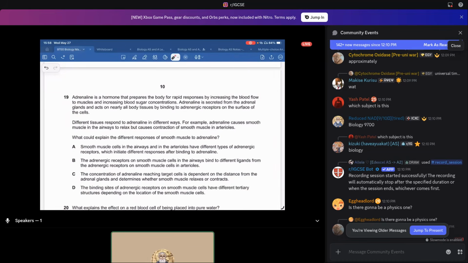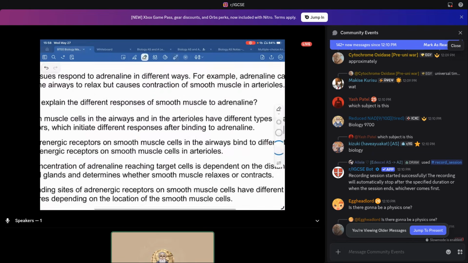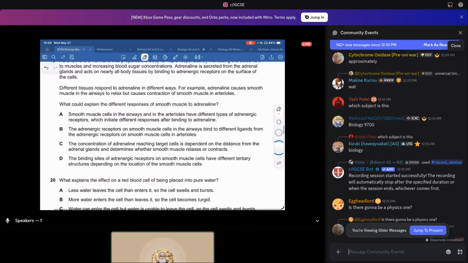Moving on. Adrenaline is a hormone that prepares the body for rapid responses by increasing the blood flow and increasing blood sugar concentrations. It is secreted from the adrenal glands and acts on nearly all body tissues by binding to specific adrenergic receptors on the surface of the cells. Different tissues respond in different ways. With an example, nobody cares. What could explain the different responses of the muscle to the adrenaline?